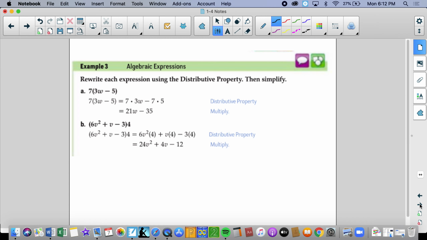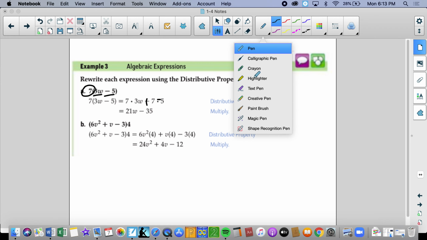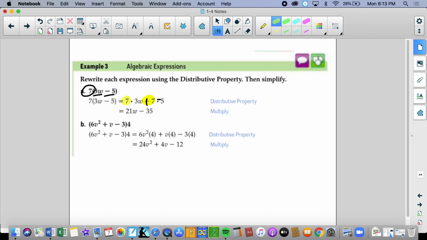Rewrite each expression using the distributive property, then simplify. So I don't like this example. And I told you, what are we distributing? A positive 7. It doesn't show that we're distributing positive 7 here. We would be distributing a positive 7 to what two things? 3w and negative 5. So I want that negative there. Does it change the answer? No, but it makes a whole lot more sense when you look and see, what are you distributing? A positive 7. What are you distributing it to? 3w and negative 5. So I want to see those in my distribution line.